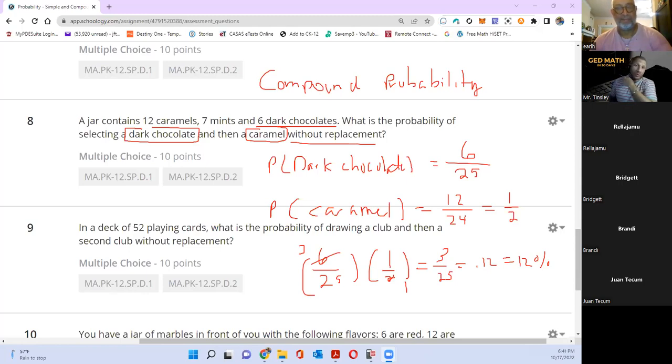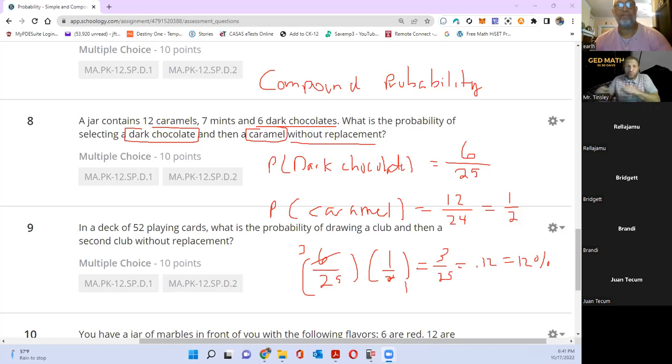Because basically, you added up all of the candies first to get the first probability. 25. Right. So you stuck your hand in the box. You took a dark chocolate out. You didn't put it back. How many candies are left in the box? What's the probability of selecting a dark chocolate and then selecting a caramel?